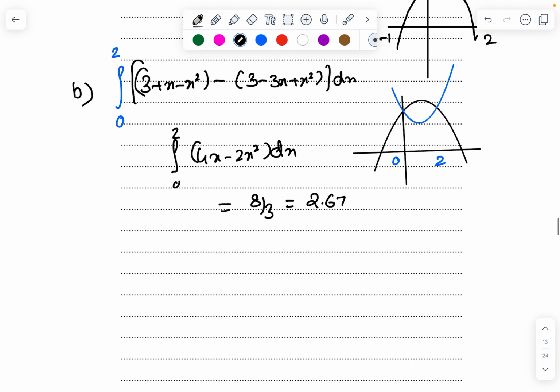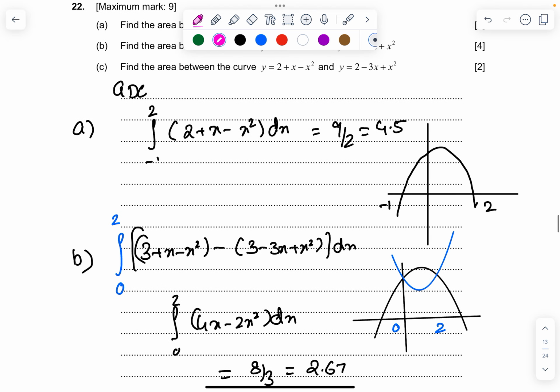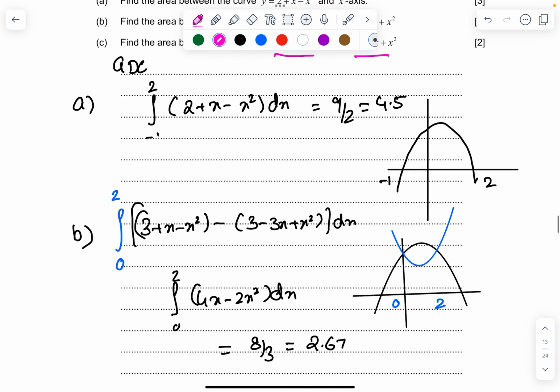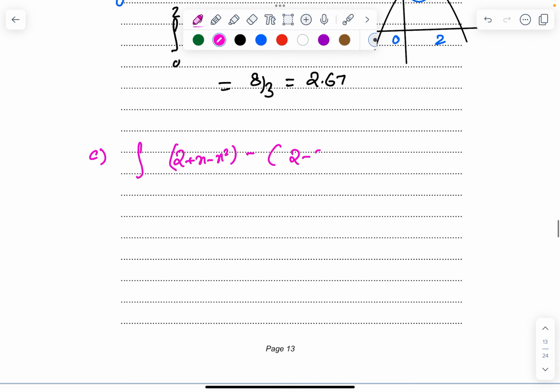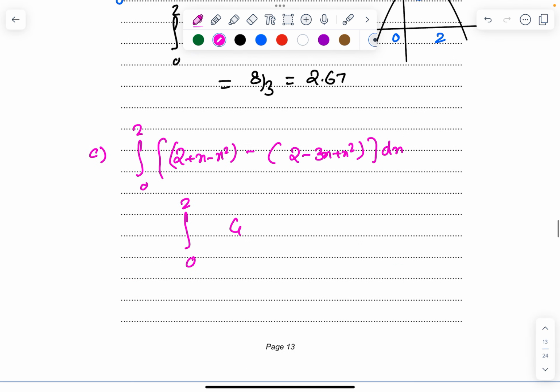We can see that part C is also the same, because when I do upper curve minus lower curve, 2 plus x minus x square minus 2 minus 3x plus x square dx, it's going to be the same integral 0 to 2, the same points of intersection, and it is going to be the same 4x minus 2x square only. Its answer is also going to be 2.67.